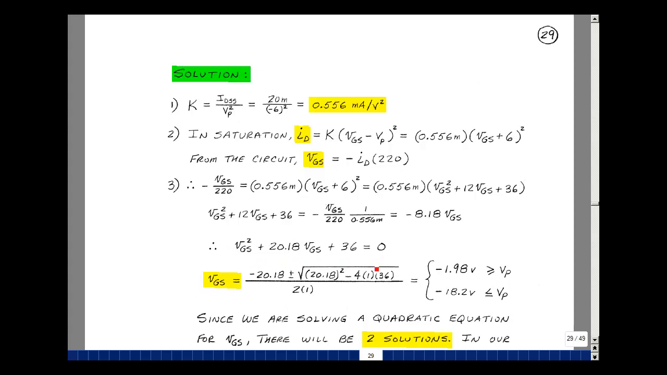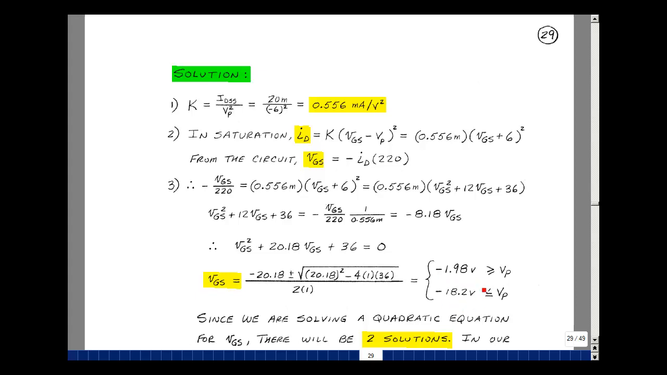We can now solve this by using the quadratic equation. The gate source voltage is equal to minus this term, plus or minus this term squared, minus 4 times 1 times 36, divided by 2 times 1. I got two solutions: minus 1.98 volts and minus 18.2. To be in current saturation, I need to have the gate source greater than pinch-off. Minus 1.98 is greater than minus 4, but this one isn't.